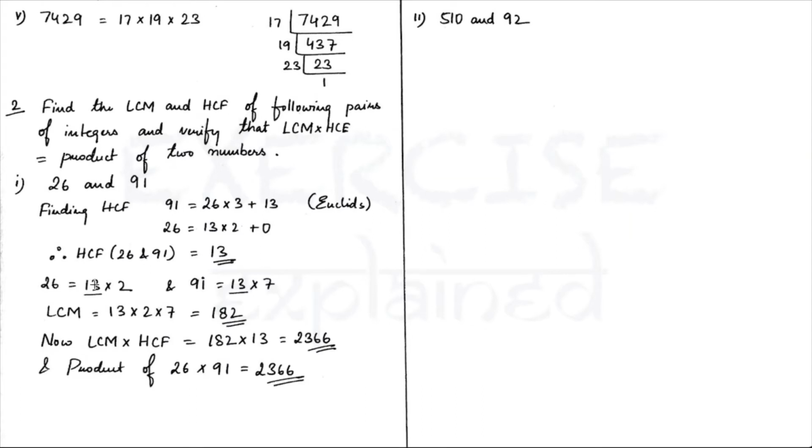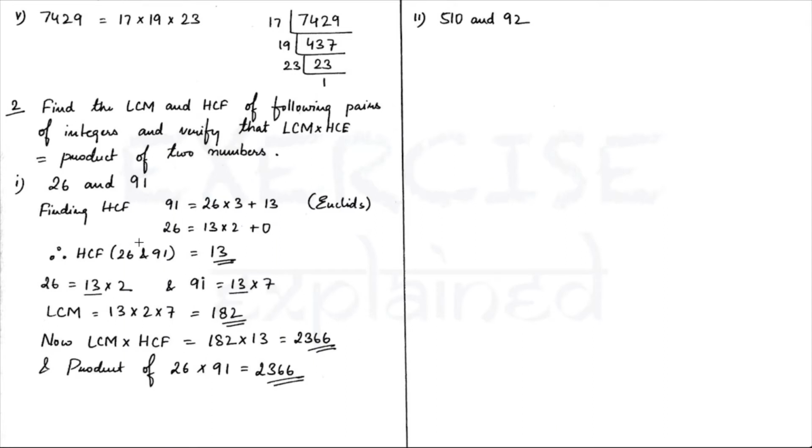That means you can see 26 is 13 into 2 and 91 is 13 into 7. So both the terms have 13 in common. So what I do is I get 13 down here, into 2 comes down as it is, and 7 also comes down as it is. When I multiply all these three numbers, I get it as 182. That is going to be our LCM for 26 and 91.